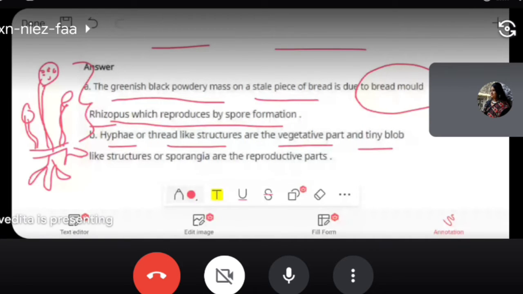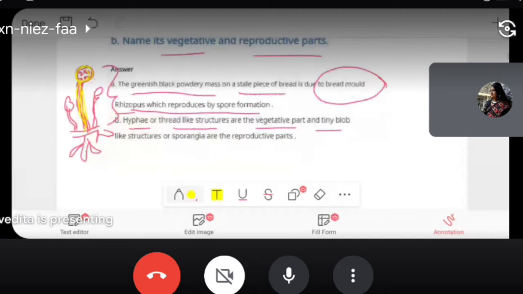Means the hyphae, or thread-like structures, are the vegetative part, and the bulb-like structure, that is the sporangia, is the reproductive part. These sporangia and spores are the reproductive part. One more time I am saying that the hyphae are the vegetative part, and the sporangia or the spores are the reproductive parts. So this was the question for 2 marks. Just write whatever is needed in a single sentence, that is okay. That is perfect for those 2 marks.